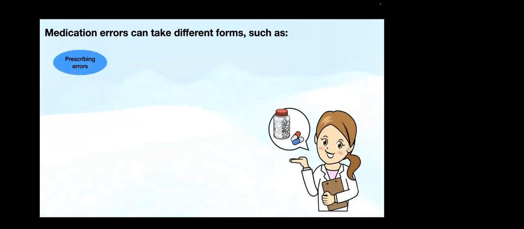Let's see how medication errors can take different forms. In what forms do medication errors take place? The very first is prescribing errors, right? Prescribing errors occur when healthcare providers make mistakes in prescribing medication. For example, incorrect dose, wrong medication selection, prescribing medications to a patient with a known allergy. So these are some prescribing errors.